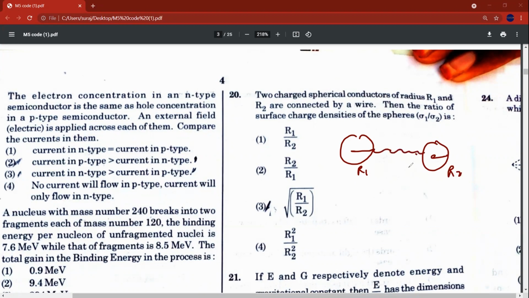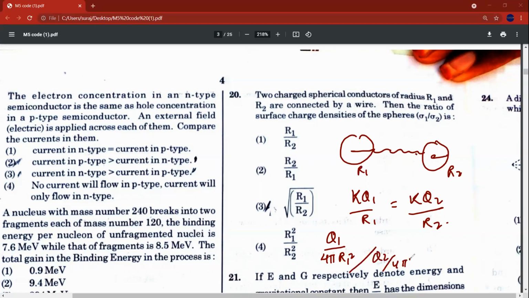Wire means if it is connected with the wire, potential will be the same. kQ1 by R1 should be equal to kQ2 by R2. Potential should be the same. The ratio of sigma 1 by sigma 2. Sigma is what? Charge per unit area. Q1 by 4 pi R1 square divided by Q2 by 4 pi R2 square. So this becomes Q1 by Q2 into R2 by R1 whole square.